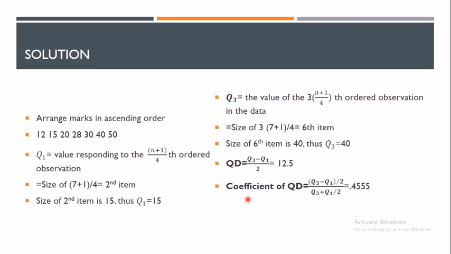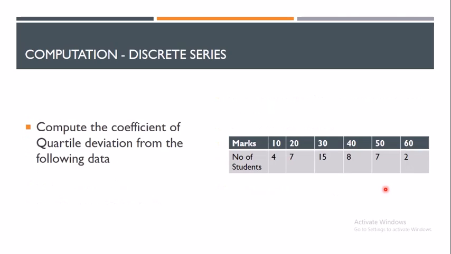Now you are asked to find out the coefficient of quartile deviation. How to find it? You have your formula, just substitute your Q3 and Q1 and then you will get 0.4555. So that was the solution for this problem. Now let's move on to another problem.